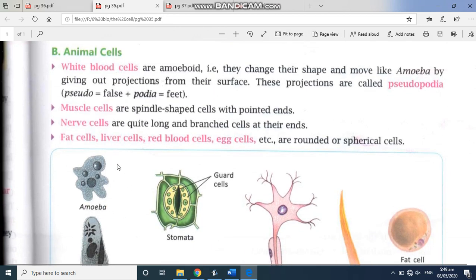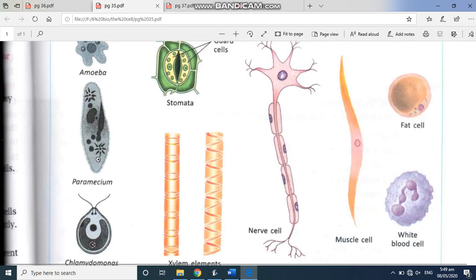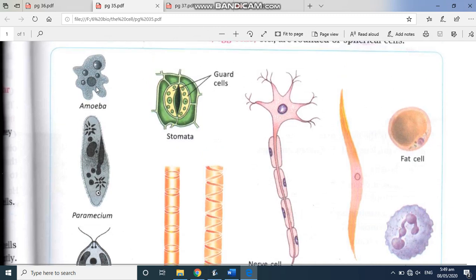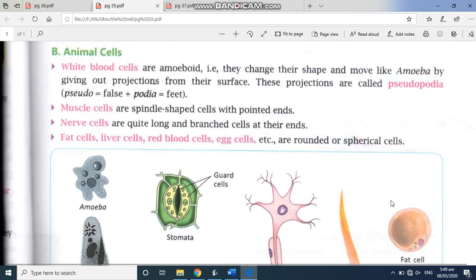See, this is amoeba. So your WBC is also known as amoeboid in nature. That means if amoeba can change its shape, WBC can also change its shape to go out of the capillaries because it is present in the blood. And these projections which you see coming out are known as pseudopodia, false feet. If it is coming out here, then maybe in moving it can come out here, and this can be withdrawn.